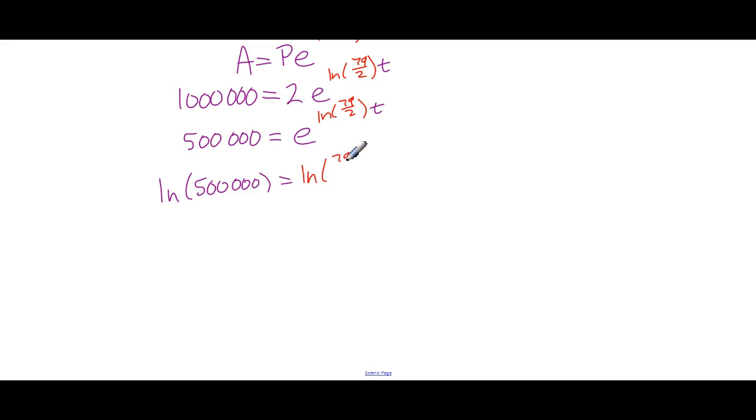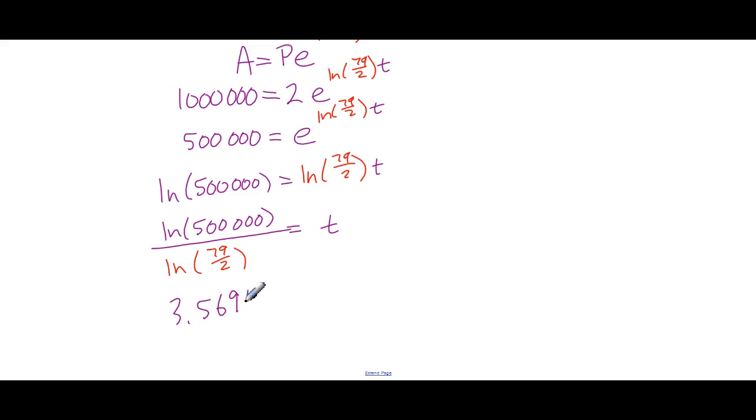But there is one extra step here. T is not by itself yet. We've got to take that coefficient and divide it to the other side. But then we can just grab a calculator and make the calculator work out this computation here and see what we get. So let's see. Natural log of 500,000 divided by natural log of 79 over 2, 79 over 2, gives us 3.569447809.